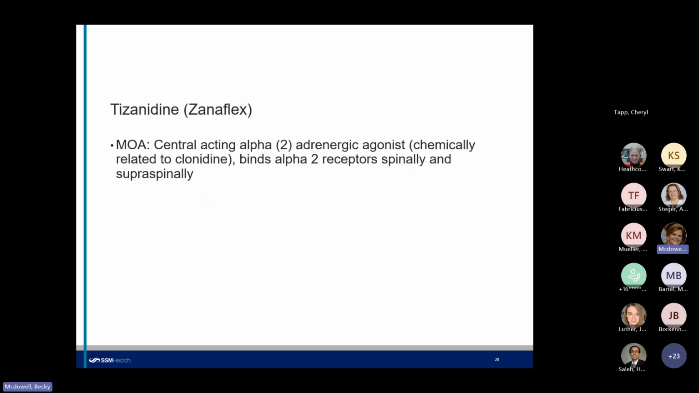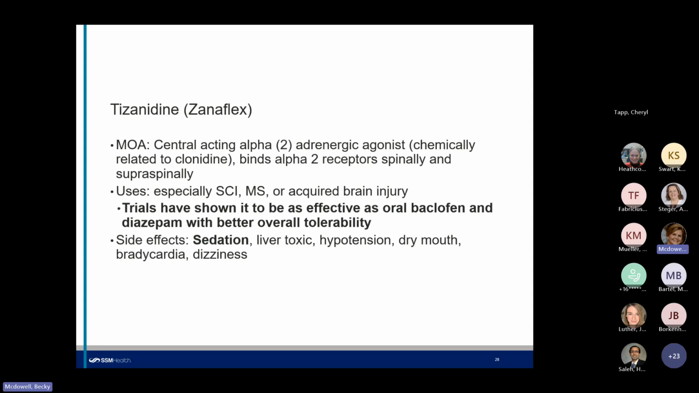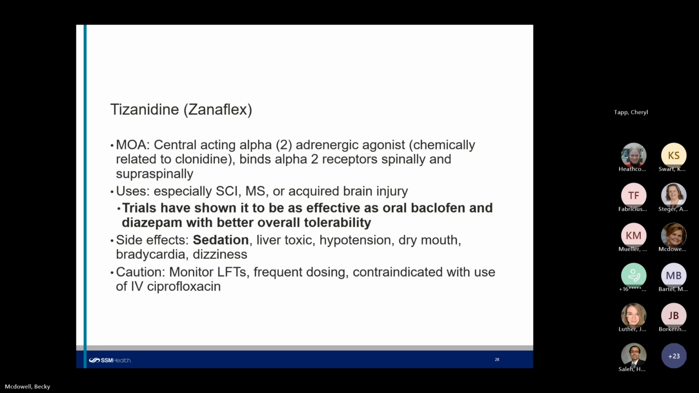Tizanidine, which is a common muscle relaxer that a lot of us use in our practices. This one works centrally as an alpha-2 adrenergic agonist. It's kind of similar to clonidine. It binds alpha-2 receptors spinally and supraspinally. This is used in spinal cord injuries, MS patients, and acquired brain injury as well. Trials have shown that it's just as effective as baclofen or diazepam with better tolerability. Again, another side effect of this is sedation. It can also affect the liver, so you have to monitor LFTs.